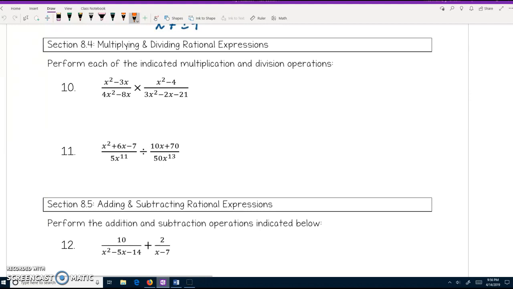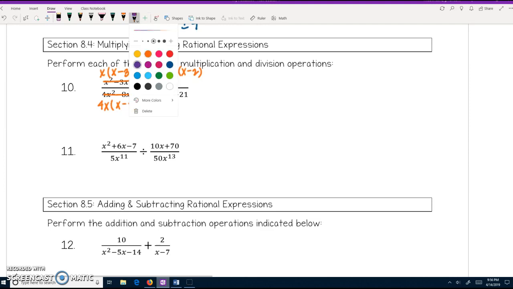So for problem number 10, I'm going to factor this top left to be x times x minus 3. The bottom I'm going to factor to be 4x, and then I'll be left with x minus 2. This top expression is a difference of perfect squares, so I'll have x plus 2 times x minus 2.